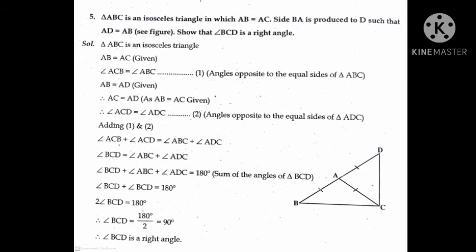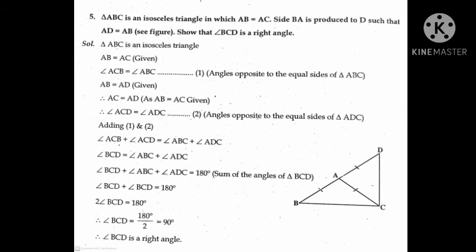Fifth question. Triangle ABC is an isosceles triangle in which AB equal to AC. Side BA is produced to D such that AD is equal to AB. Show that angle BCD is a right angle. Solution. Triangle ABC is an isosceles triangle, so AB equal to AC. And also angle ACB equal to angle ABC. It is equation 1, since angles opposite to the equal sides of triangle ABC are equal.